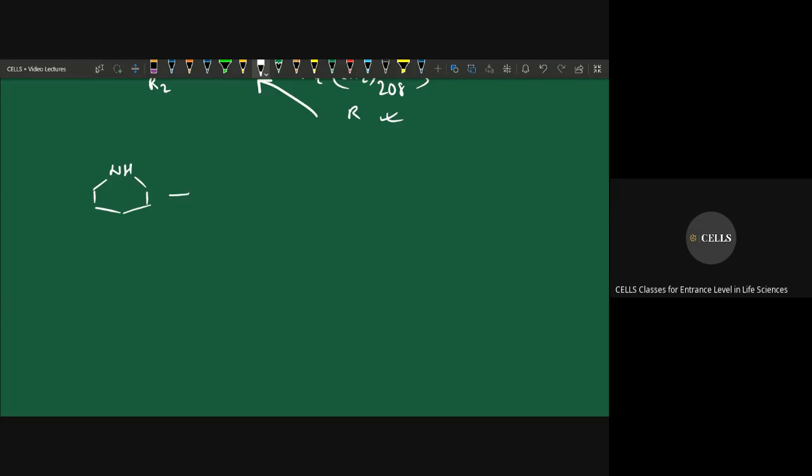In the cyclo there are how many carbons? 1, 2, 3, 4 and 5. So it will be N-cyclopentanamine. Why? Because the nitrogen is in cyclopentane. So these things are really important. You have to remember this. Okay, right.